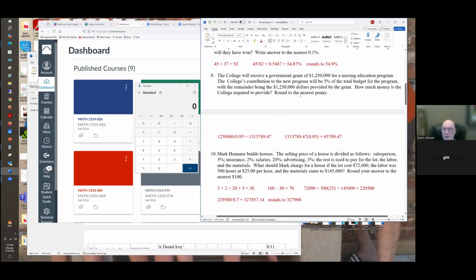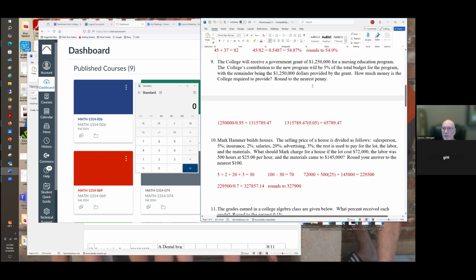Okay, here we are with the government grant again. You get $1,250,000. The college has to contribute 5% of the total budget. The total budget is not $1,250,000. That's the grant. The total budget is unknown. However, if 5% of the total budget is the responsibility of the college, the remainder is the grant. That must be the other, guess what, 95%.